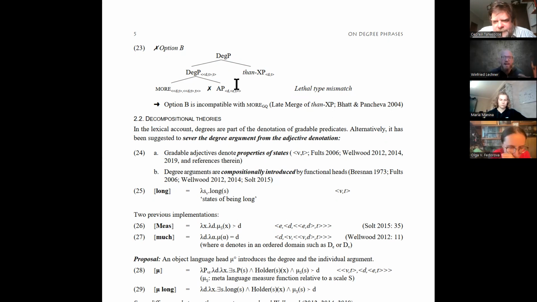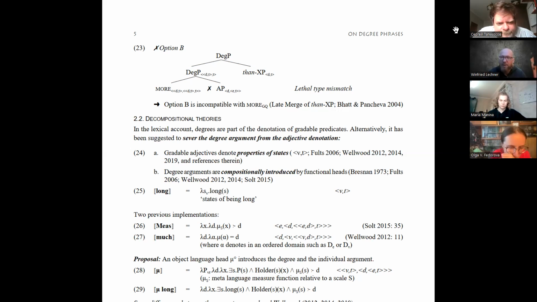So this is the first indication that option A and C are better suited to actually provide the parses for comparatives on the assumption of the generalized quantifier analysis of degree heads.